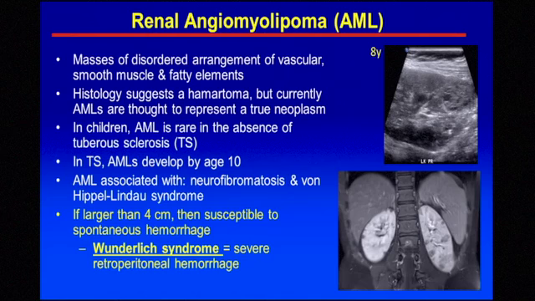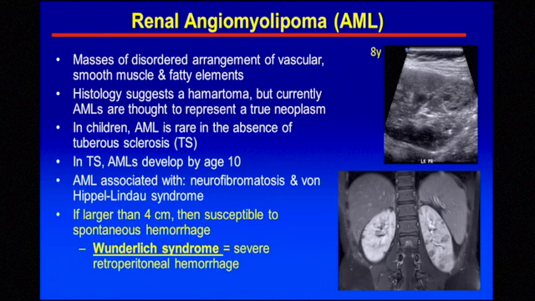This condition is also associated with neurofibromatosis and von Hippel-Lindau syndrome, but really more in the adult ages. And if larger than 4 centimeters approximately, they are known to be susceptible to spontaneous hemorrhage. The Wunderlich syndrome is severe retroperitoneal hemorrhage in this situation.